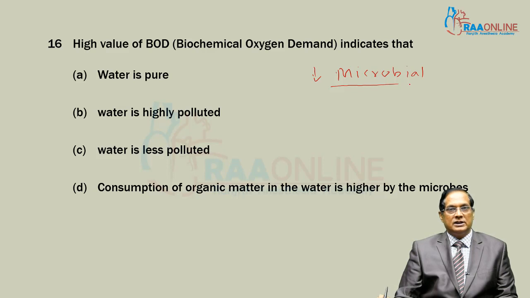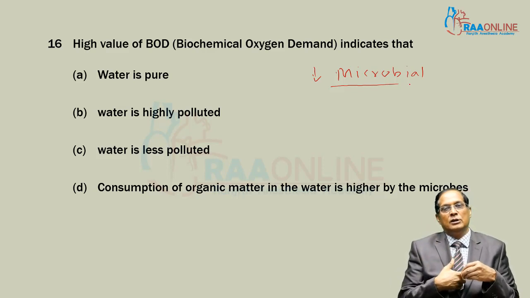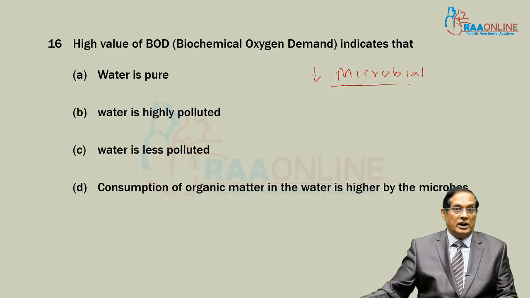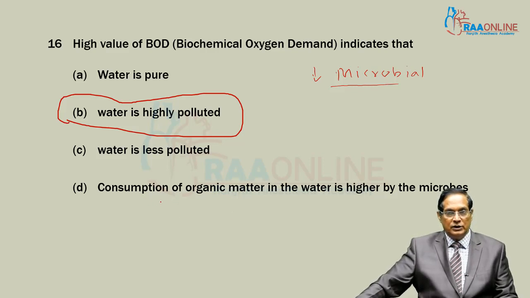When activity begins, because the action is aerobic, it needs oxygen. So initially BOD increases. If the value of BOD is high, then water is heavily polluted, that is, it contains so many impurities and so much domestic waste. So high BOD indicates water is highly polluted.